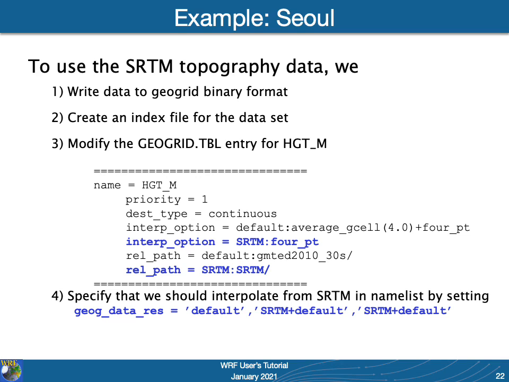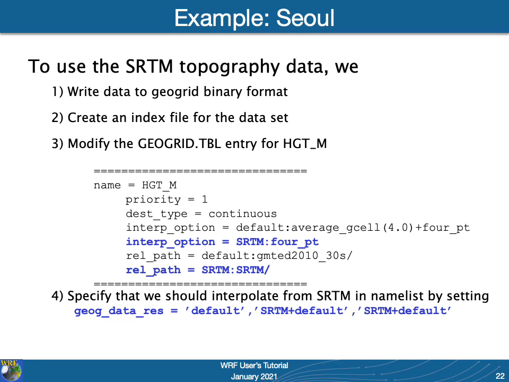So in this case, what we need to do is to firstly prepare our data set into a binary format. This turns out to be easy to do in the case of SRTM, which is provided in GeoTIFF format. Using something called the Geospatial Data Abstraction Library, GDAL, we can easily convert GeoTIFF format into the binary raster format that's used by the GeoGrid program. Once we've converted our topography data into the proper format, we can create an index metadata file for the dataset, and then we can go in and find the existing entry in the GeoGrid table file for the topography height field.